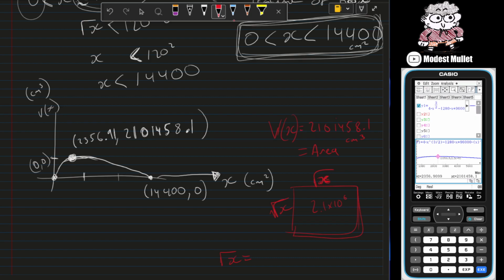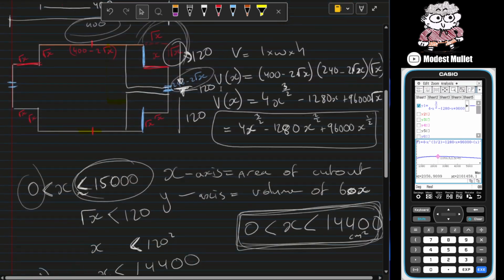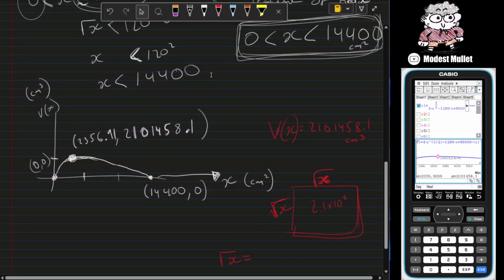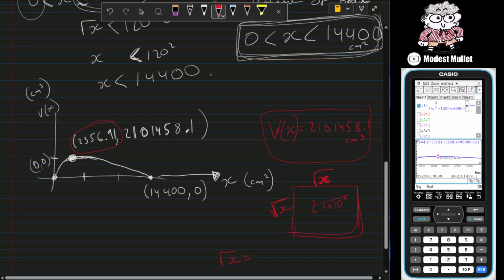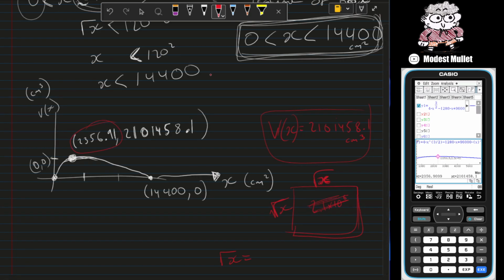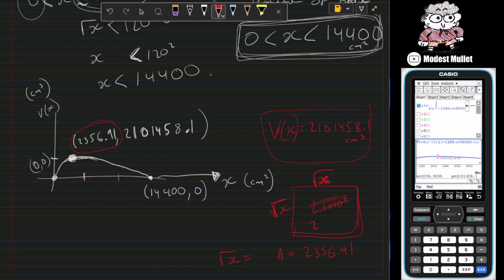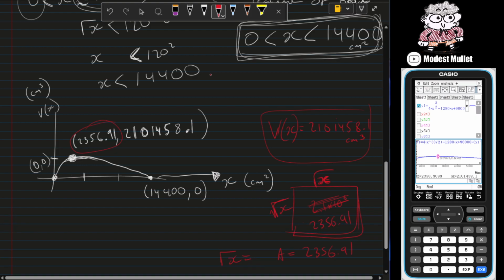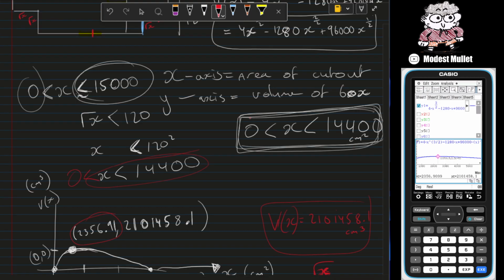The volume was that, which is the volume. Now, I need to go back to the question. I've got myself in a muddle. Identify what x will be when the volume is maximized and what the dimensions of the cutout itself is. Okay. So the volume is that. X is, silly me, that bit there. So the area of the cutout is 2356.91, which is the right number because it's got to be less than what we figured out before was the maximal.